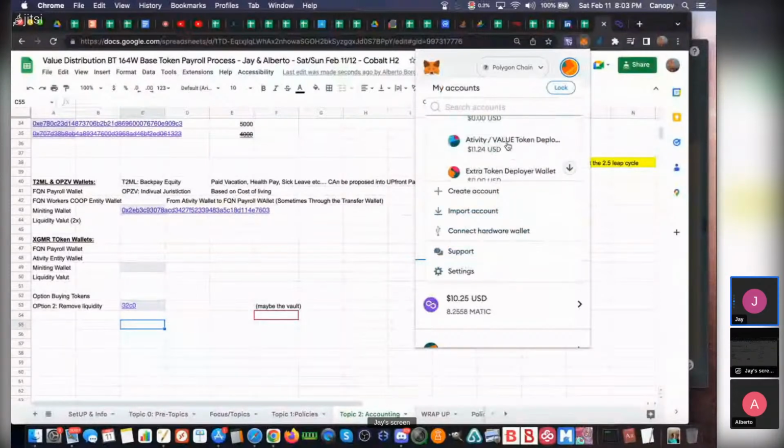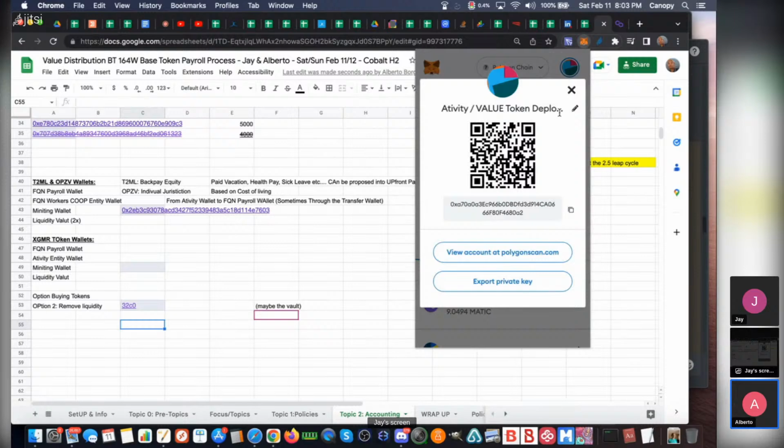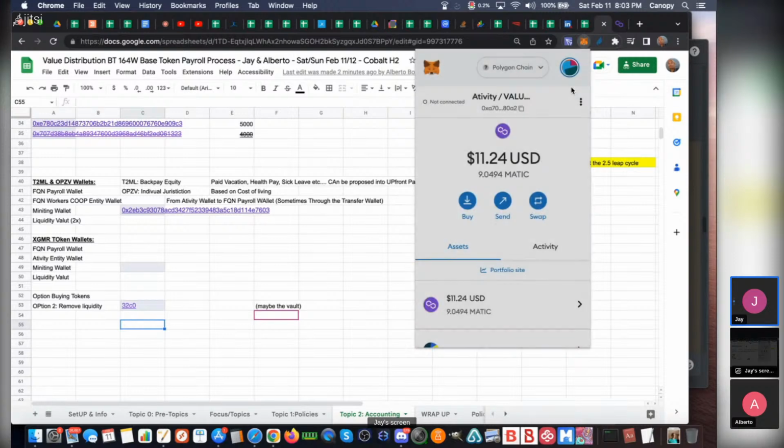So here you have utility value token deployment. So this might be the one that's the minting of the XGMR. I'm not sure. That should be a minting wallet. Let me click on this and look at more information. Deployment in vault, right? So this is the activity team value vault. I'm assuming this is the vault for XGMR, but I don't actually know. We would have to double check that. 80A2.